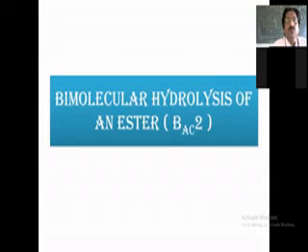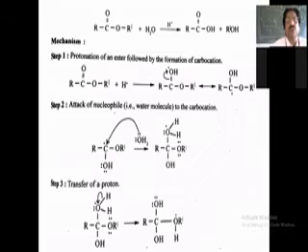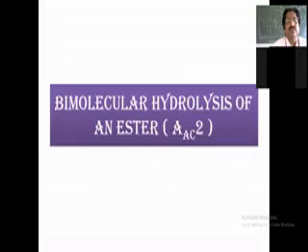Now, the name is almost the same. You can see the hydrolysis of ester, but it is represented as BAC2. And the first one, the hydrolysis of an ester, is AAC2. This is the difference you can see in the bracket.